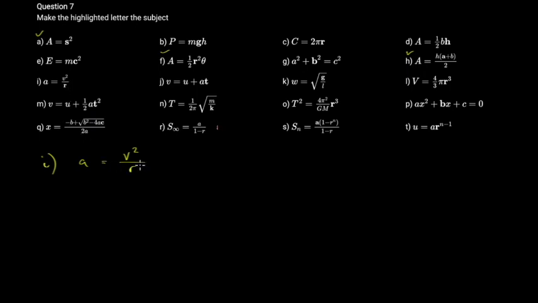In order for you to rescue r here, you can multiply by r both sides. So you'd get ar equal to v squared, like this. Then you divide both sides by a, just because a is multiplied. So a is a multiplier to r, so to get rid of a, you have to divide. Whatever you do on the left hand side, you have to do on the right hand side. So you get v squared over a, like this.